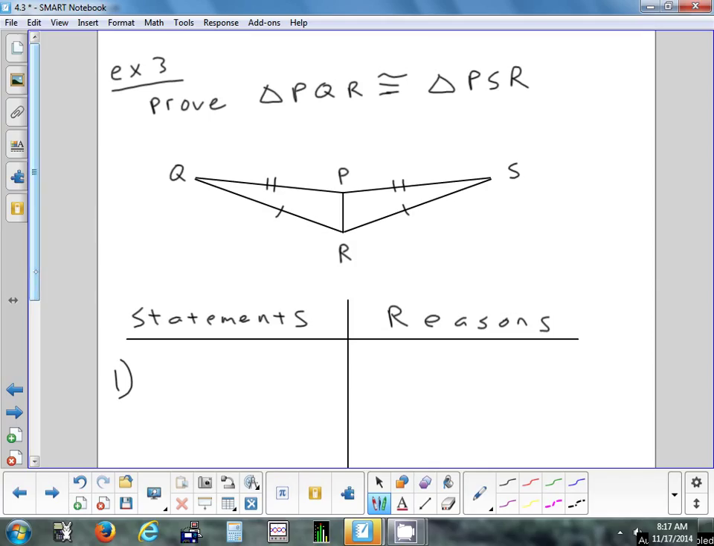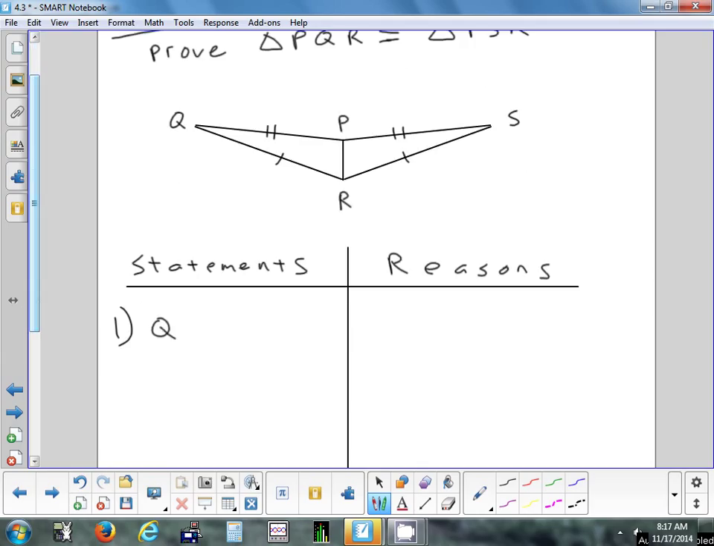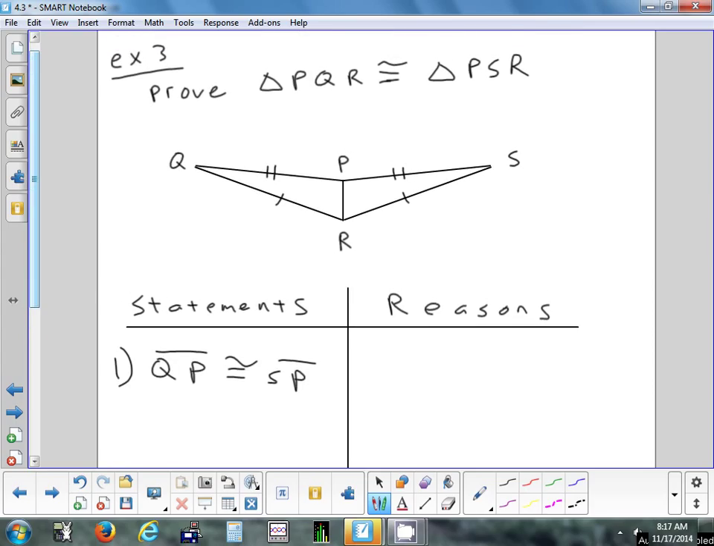Okay, somebody different, give me the two things that are given here. Denver? QP, okay. And SP. QP and SP, yep. What are they? Okay. Anything else? Somebody give me another statement that's given. Katrina? Yeah, QR and SR. Those are also given.